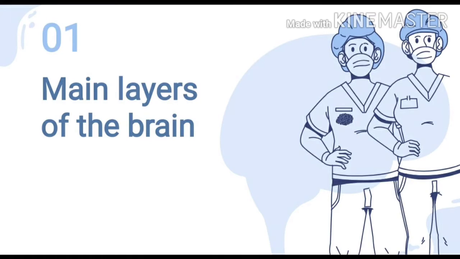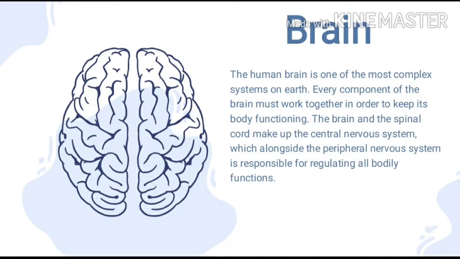Main layers of the brain. The human brain is one of the most complex systems on Earth. Every component of the brain must work together in order to keep the body functioning. The brain and the spinal cord make up the central nervous system, which, alongside the peripheral nervous system, is responsible for regulating bodily functions.